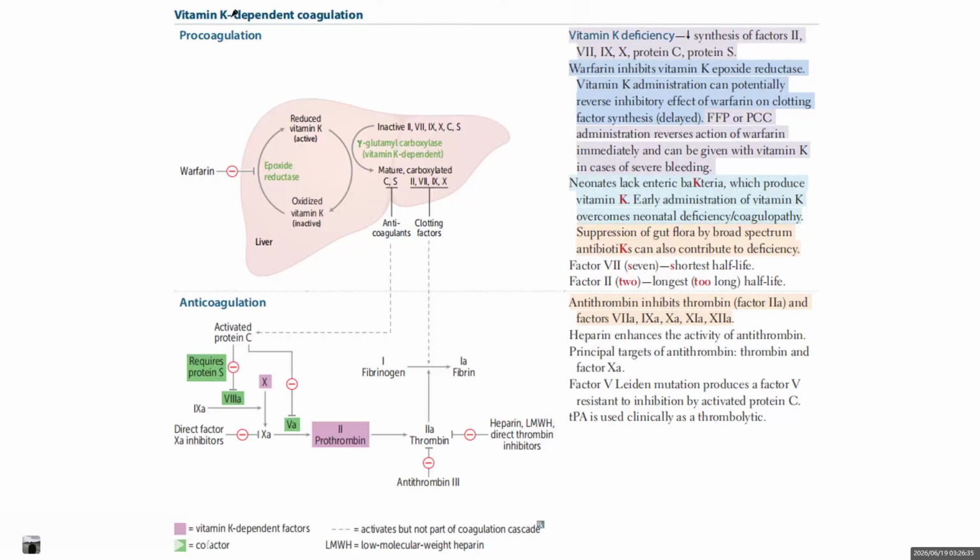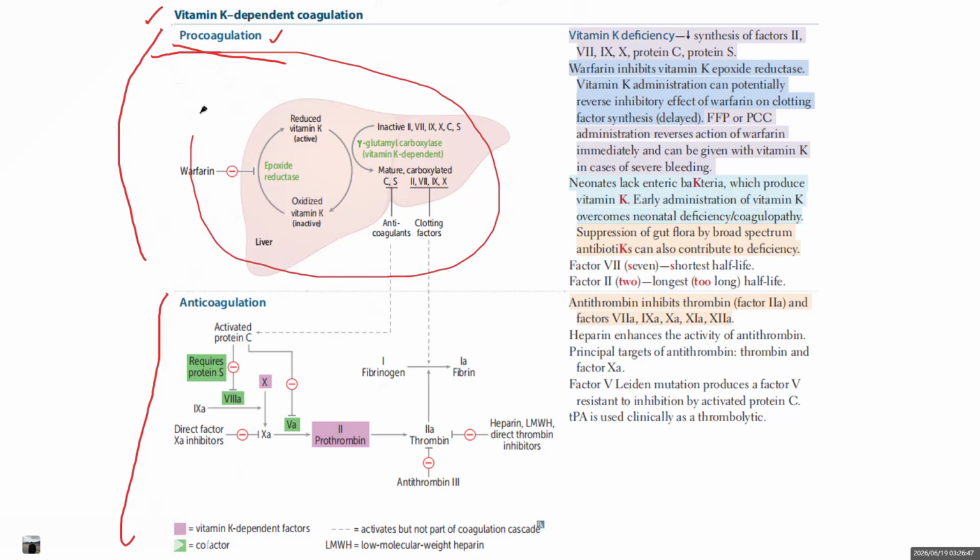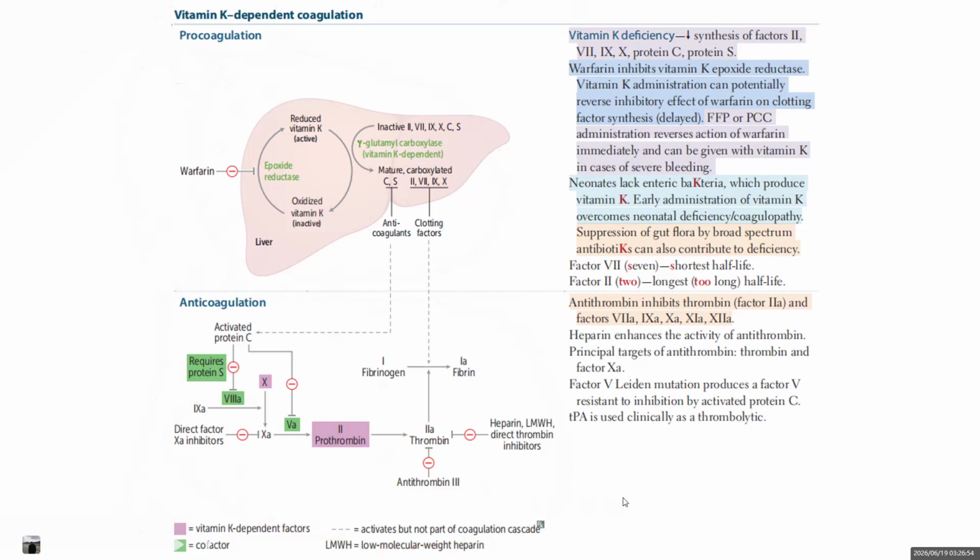All right, everybody, today we are going to discuss vitamin K dependent coagulation, right? We have two different mechanisms to cover today: procoagulation and also anticoagulation. This part of the diagram speaks about the procoagulation, and the other half of the diagram speaks about the anticoagulation process, right?